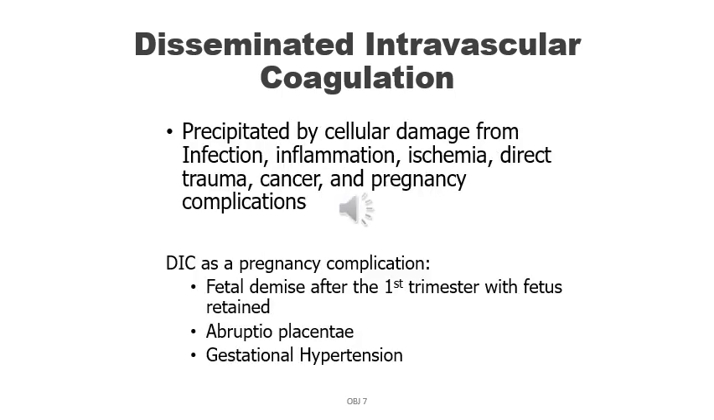So DIC will be precipitated by cellular damage from infection, inflammation, ischemia, direct trauma, cancer, and pregnancy complications. Obviously, that's what we're talking about in this part of our PowerPoint. DIC as a pregnancy complication can happen with a fetal demise after the first trimester when there is a retained fetus. It can happen with an abruption, or it can happen with gestational hypertension.